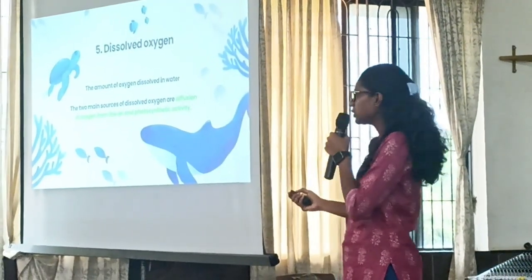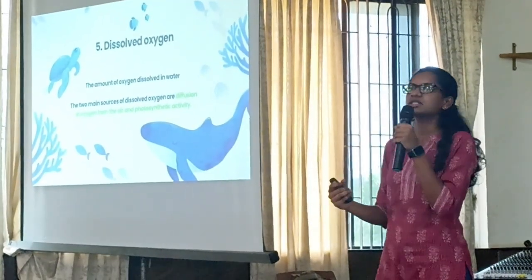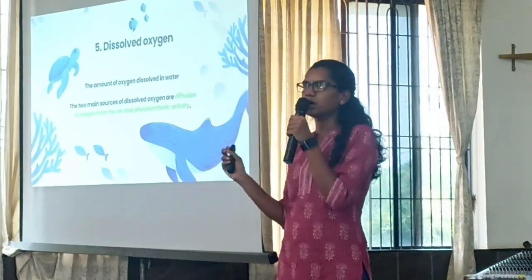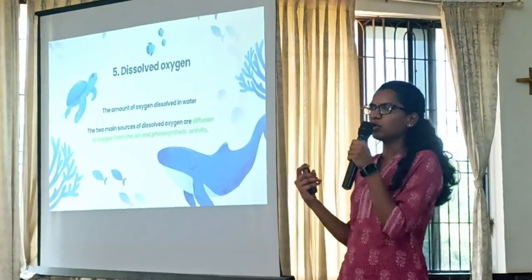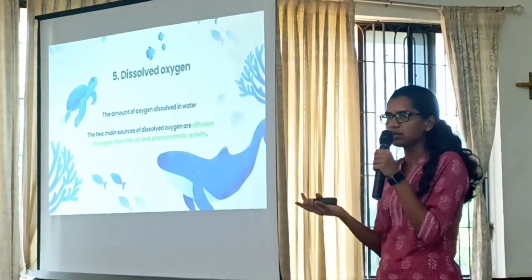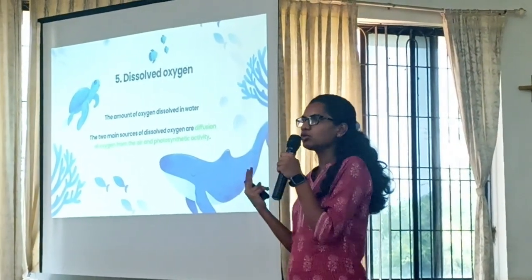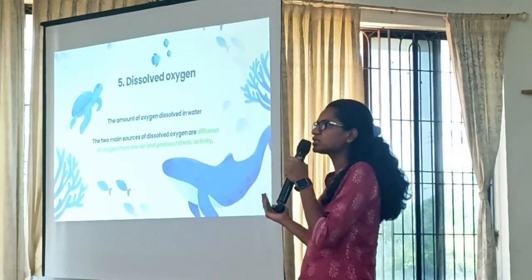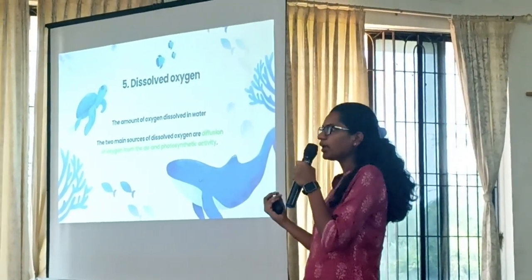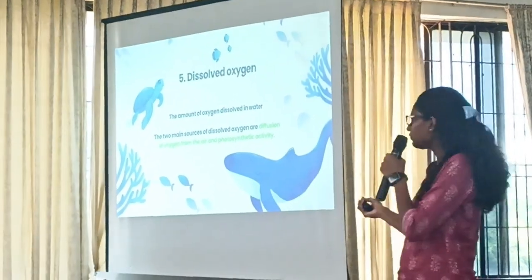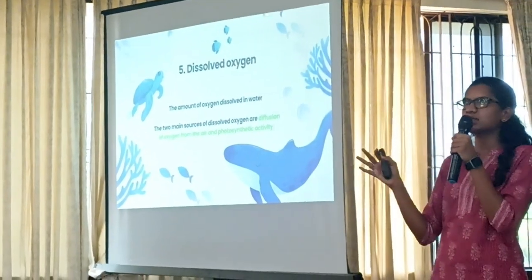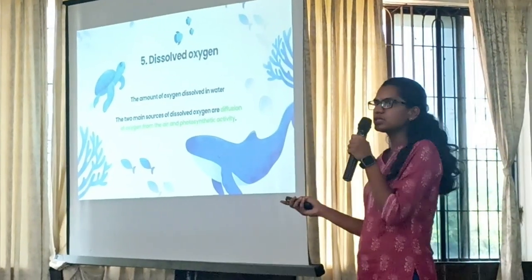So the fifth parameter is dissolved oxygen. This is one of the very important parameters. It is nothing but the amount of oxygen that is dissolved in the water. The two main sources for dissolved oxygen are, one, the air, where the oxygen gets dissolved in the water, and the second, the photosynthetic activity that takes place in the water body. So these two points are very important.